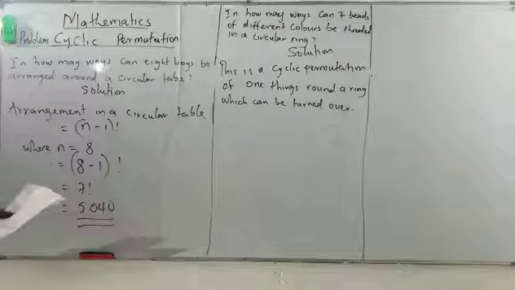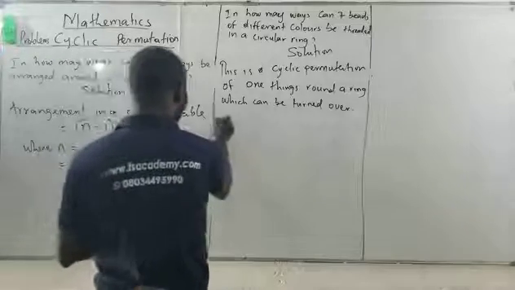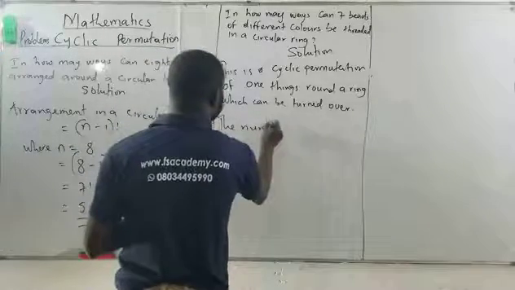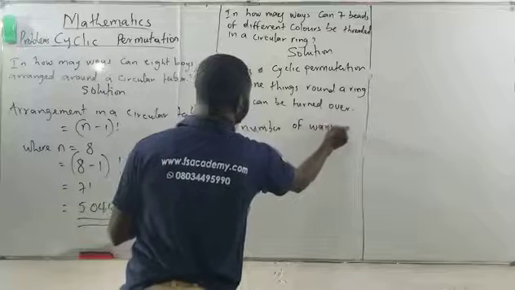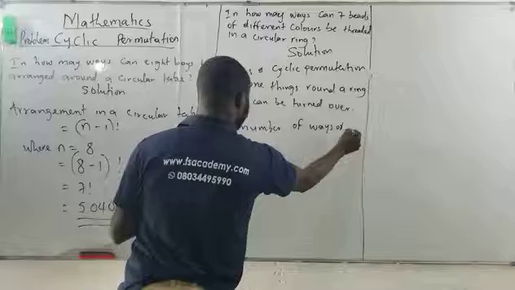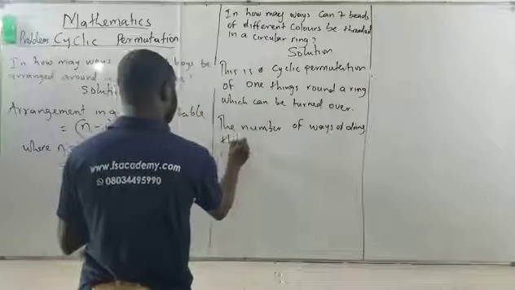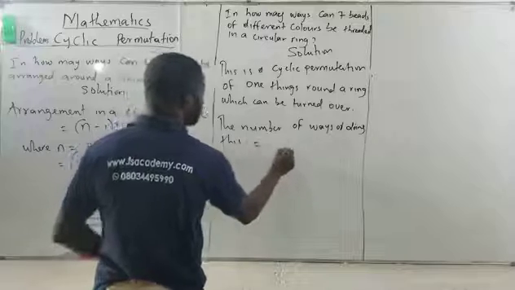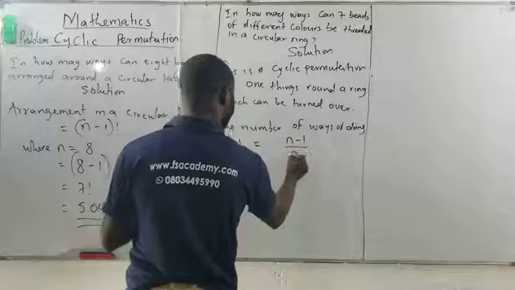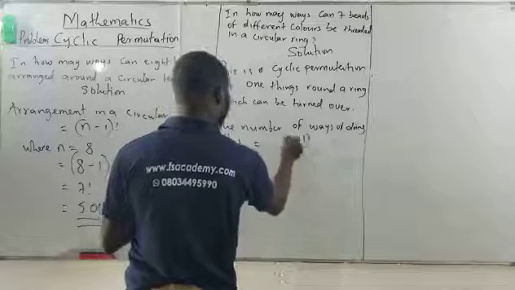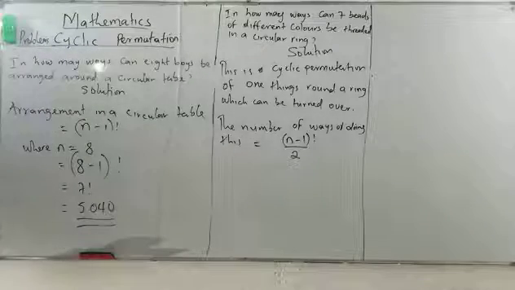And I've told you that if we are talking about this, the number of ways of doing this will be equal to n minus 1 divided by what? 2 factorial. Sorry, I'm trying to explain the second condition.